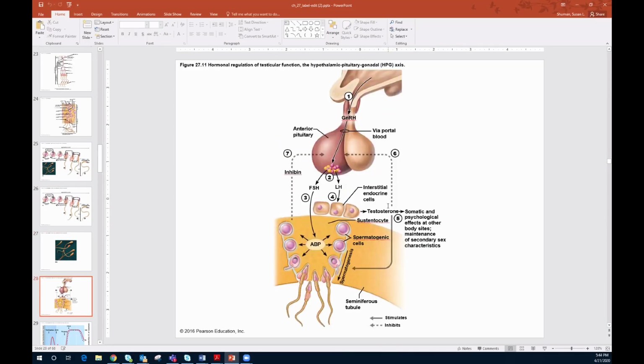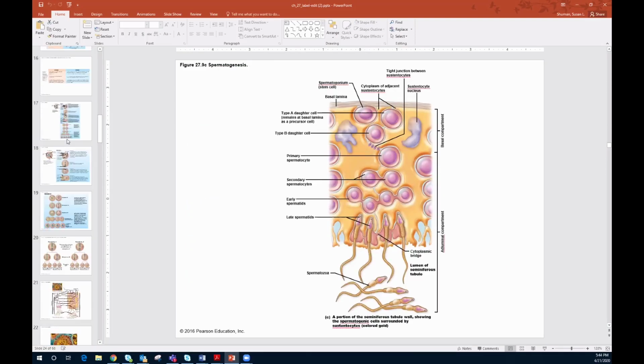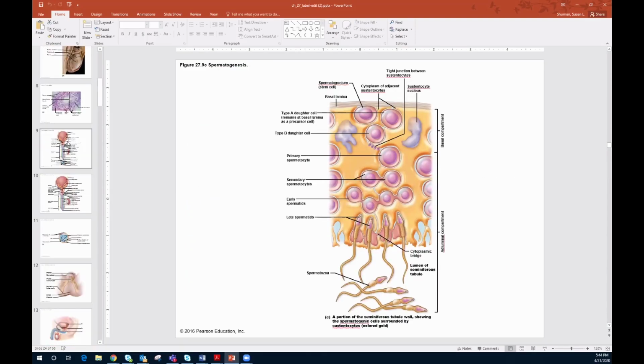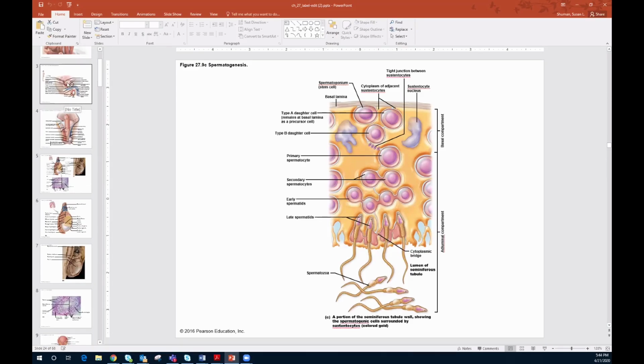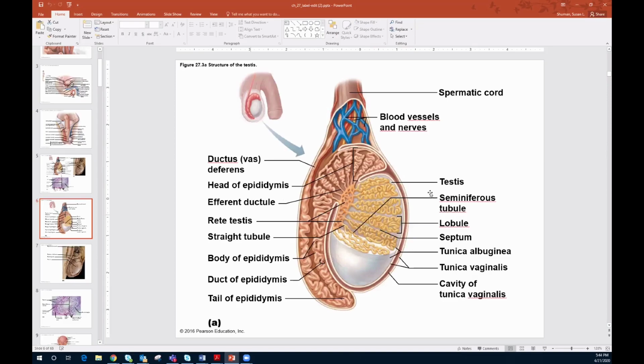So let's just do a quick recap. Let me jump all the way back here and get to this one. You ready for your pathway? I better start here and then move out. Okay, so here we go. Seminiferous tubule to straight tubule to rete testis to efferent ductule, hang out in the epididymis.